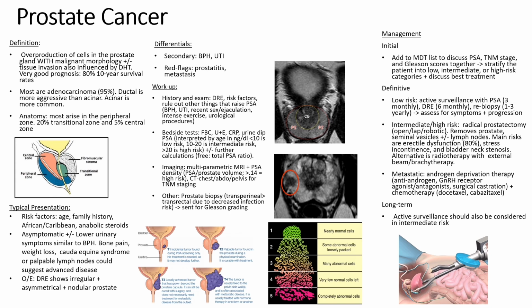The alternative to radical prostatectomy is radiotherapy, either with an external beam or via brachytherapy. Finally, if the patient has mets, they require a medical approach with androgen deprivation therapy and chemotherapy combined. The only thing to remember for long-term management is that active surveillance is also done for intermediate risk patients.